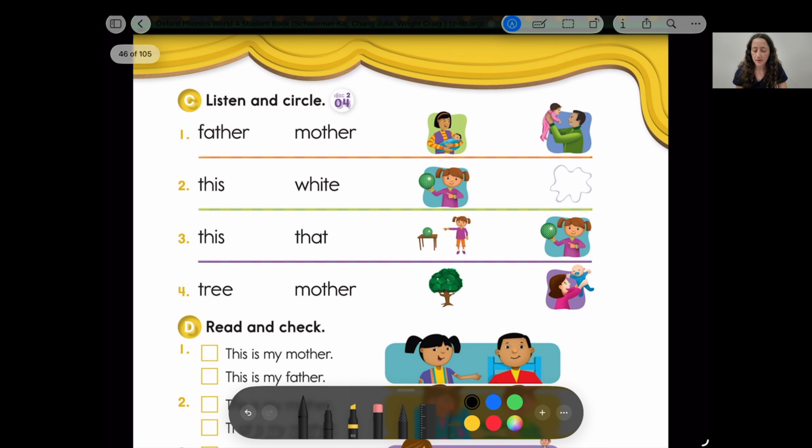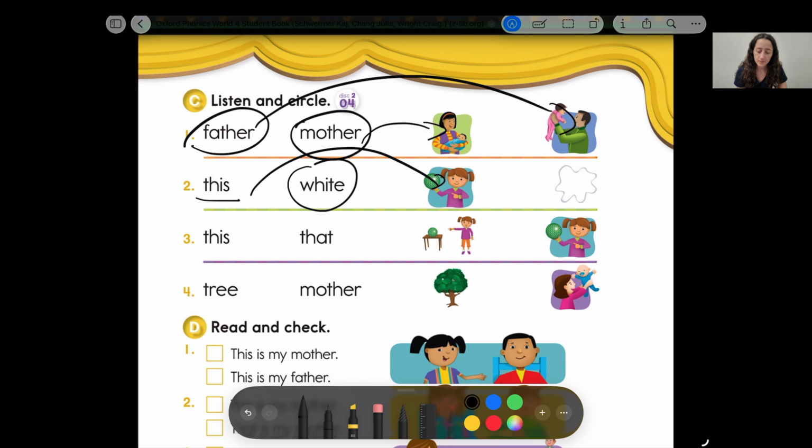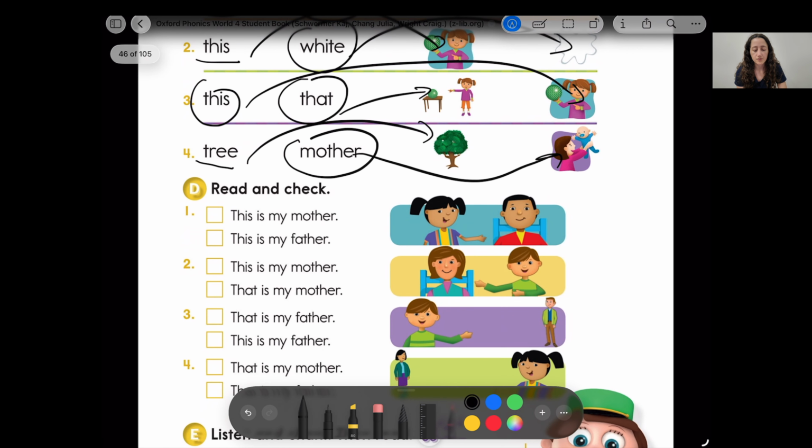So here we have father, mother, this, white, this, that, tree, mother. Okay, now let's read and check.